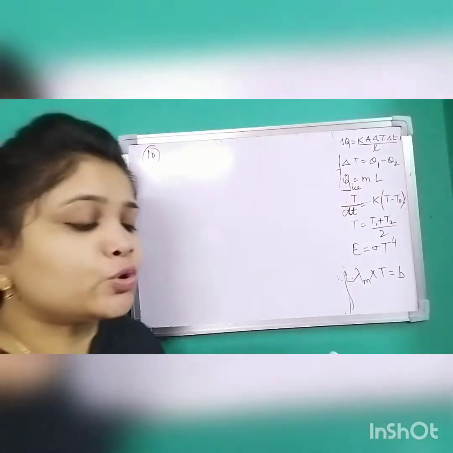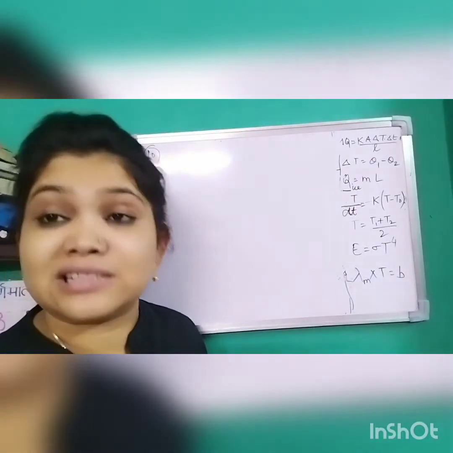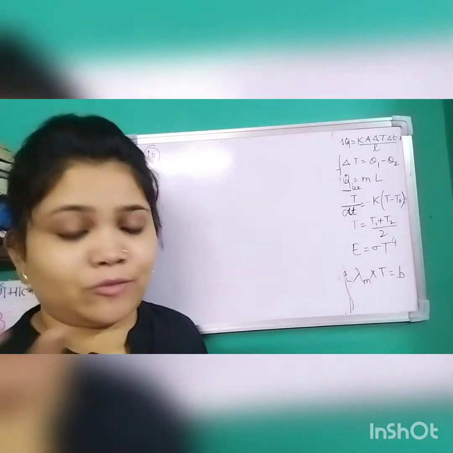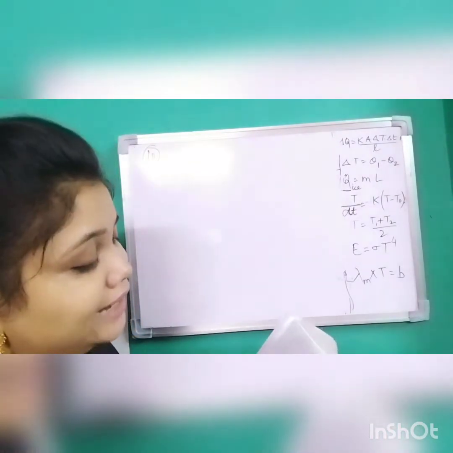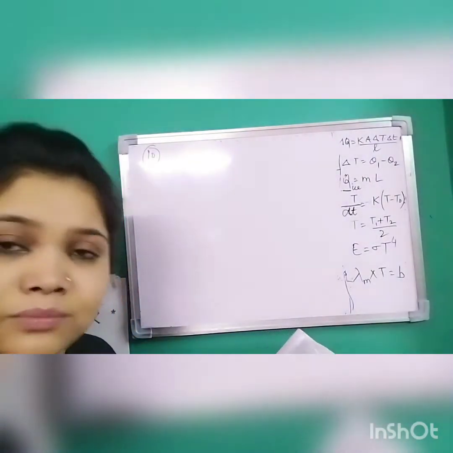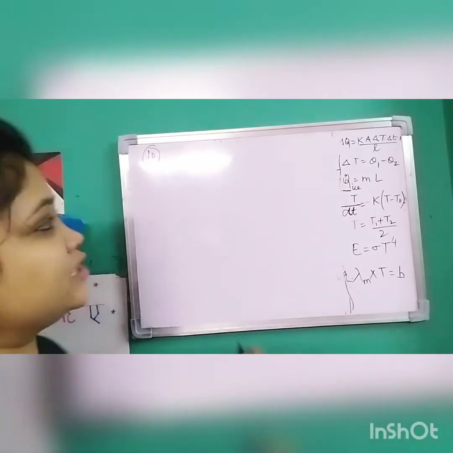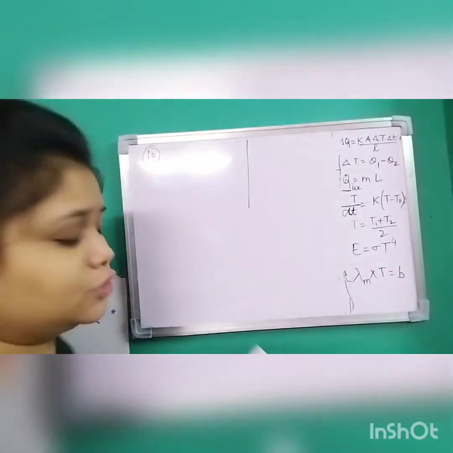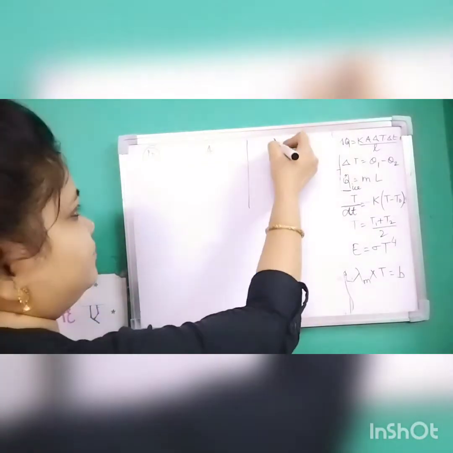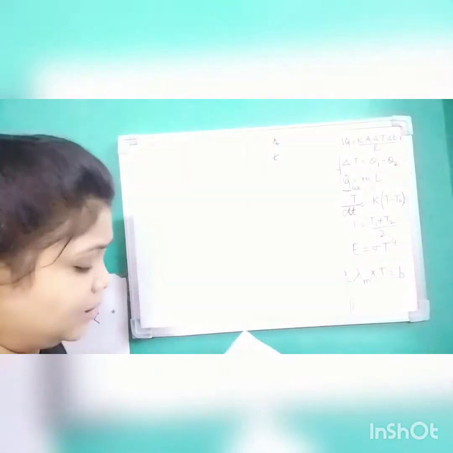Sum number 10. It's given two rods of same metal. Mind it, same metal, that means K is the same over here. And of same cross section, means area is also the same. Let me make a column. So here area we have got same, and thermal conductivity also the same.